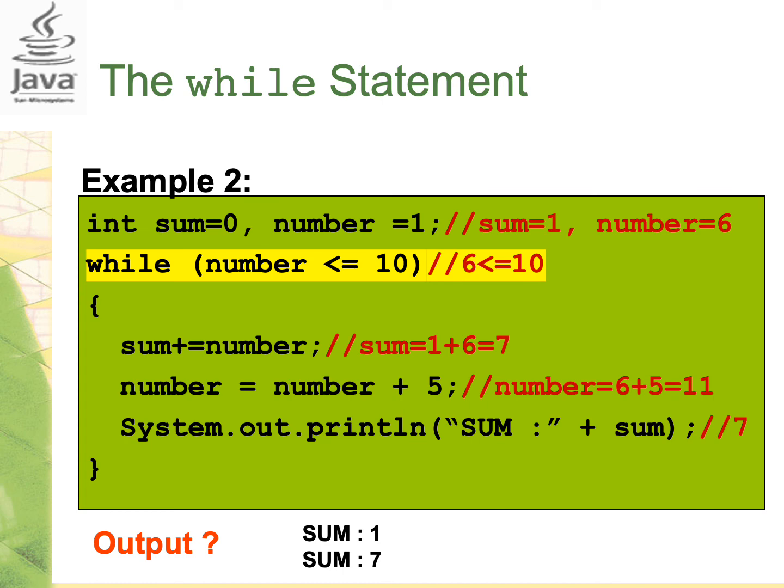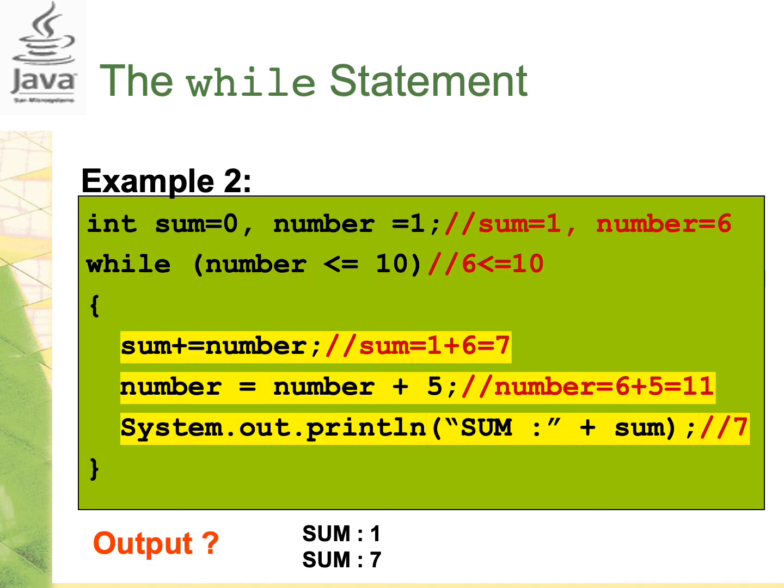Let's check again the expression if this is true to repeat the while loop. The value of number is currently 6 and sum is 1. Is 6 less than or equal to 10? That is true, so it will execute all the statements within the while loop again. We will do sum equal to sum plus number, which is 1 plus 6 equal to 7. Then increment the number by 5, where we get number equal to 6 plus 5 equal to 11. We then print the value of sum, so it will display sum 7. Now the value of sum is 7 and number is 11.